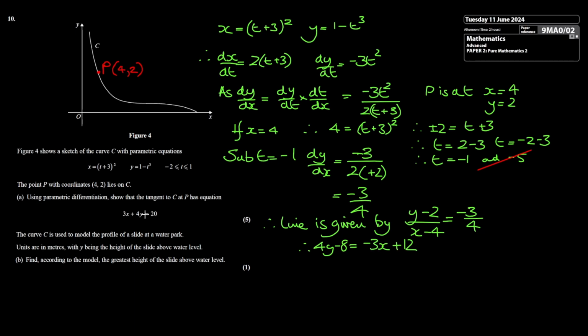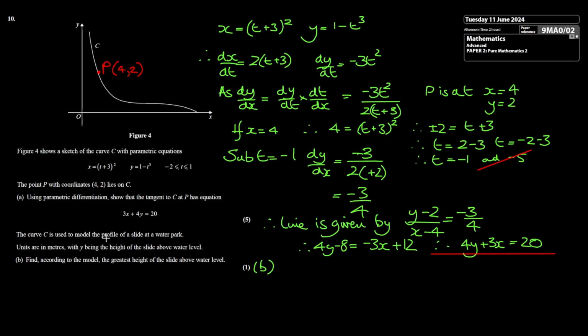So what have they done? They've got the x's and y's on the left-hand side. So therefore 4y is in the correct position, so this is 4y plus 3x. The 8 hops sides and becomes positive, and this is equal to 20, which is what they've got here. So that completes part A.